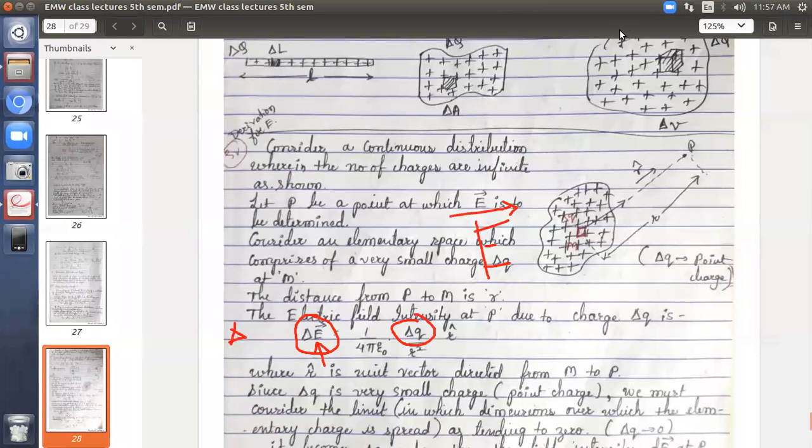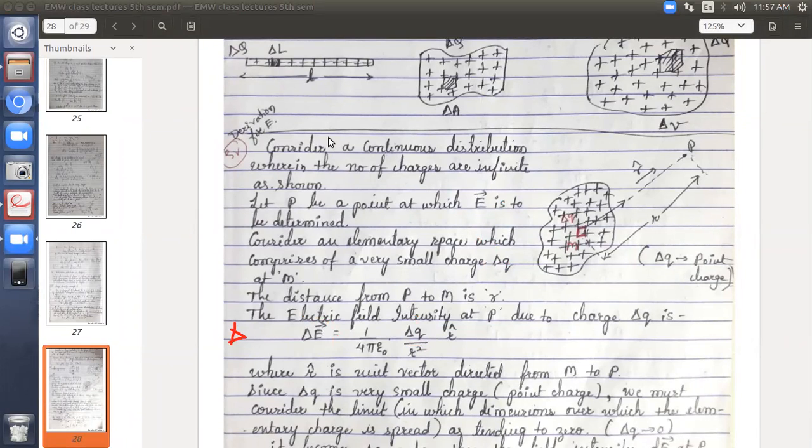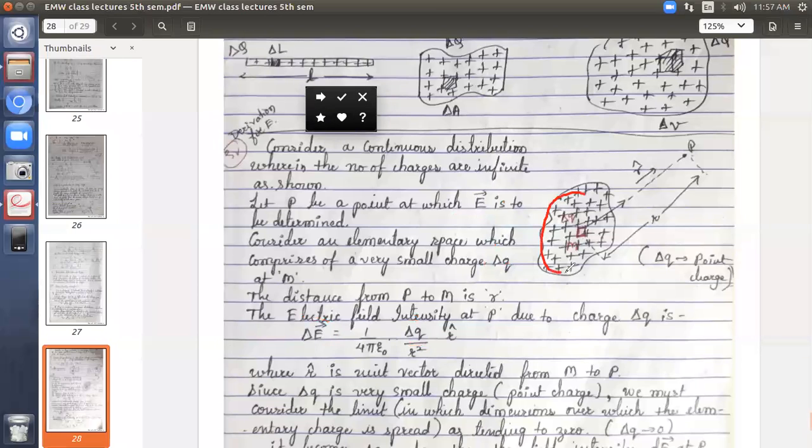Okay, I have got one answer. Let me see. Small electric field. Yes, Misbah, it's very correct. See, we have not considered the complete charge, right? A small portion delta Q we have considered. Out of the whole space, a smaller portion we have considered, that is having the charge delta Q. Hence, the field will also be smaller, only some part of the field, delta E.